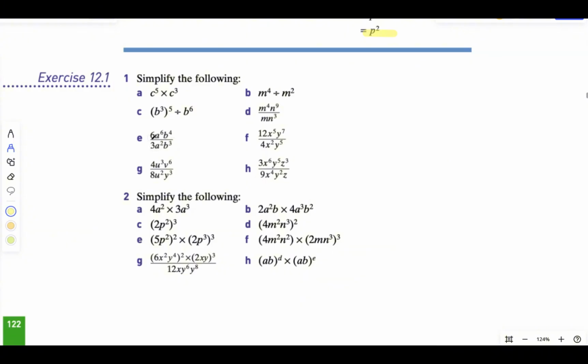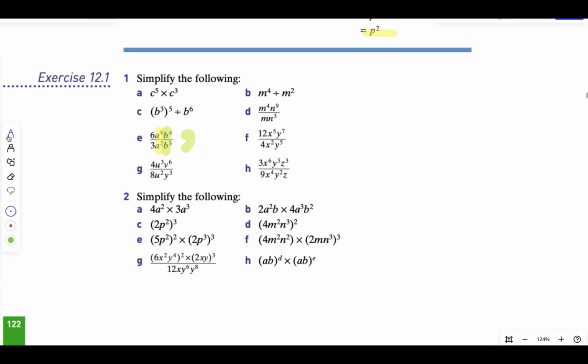If you have numbers, the numbers will cancel. 6 divided by 3, you get 2. So you will have 2 here. Here and here, a raised to the power 6 and a raised to the power 2 is a division, it's the second law. So you say a raised to the power 6 minus 2, you get a raised to the power 4. And then here, b raised to the power 4 divided by b raised to the power 3 is the second law. So you say b raised to the power 4 minus 3, which is b raised to the power 1, which is b. So we have this divided by this.